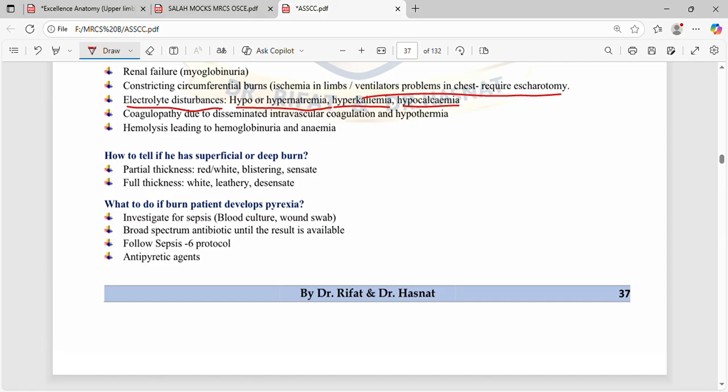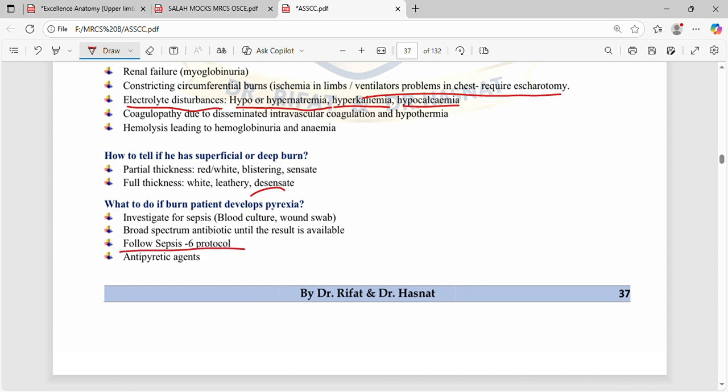How do you tell if the patient has a superficial or deep burn? Partial thickness is red, white, blistering, and sensate. Full thickness is white, leathery, and desensate. What to do if a burn patient develops pyrexia? Investigate for sepsis: blood culture, wound swab, sepsis screen. Give broad spectrum antibiotics until the result is available, follow the sepsis protocol, and give antipyretic agents.